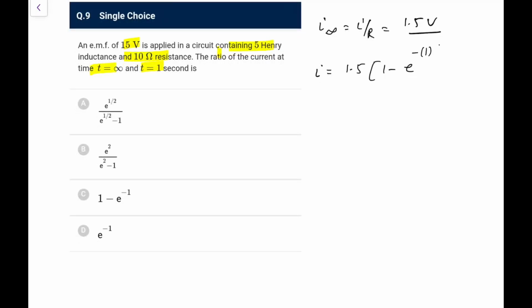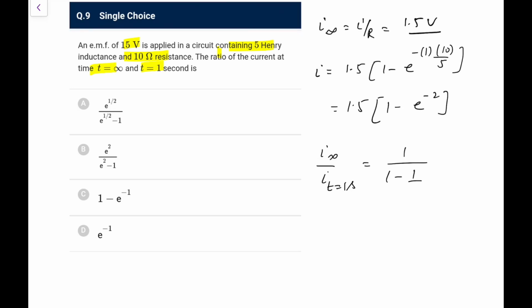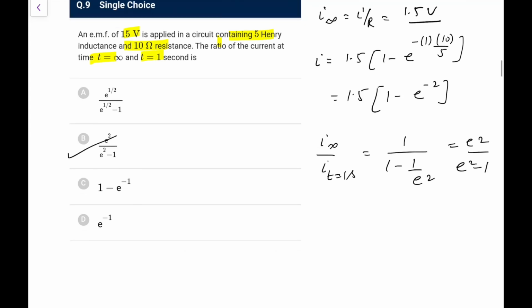T is 1, R is 10, and L is 5. So it is 1.5 into 1 minus e to the power minus 2. If I take this ratio, I infinity to I at t equal to 1 second, this is 1.5 over 1.5 into 1 minus 1 by e square. So it is e square upon e square minus 1, not a tough one. Go for option B if you remember this LR circuit. Next one.